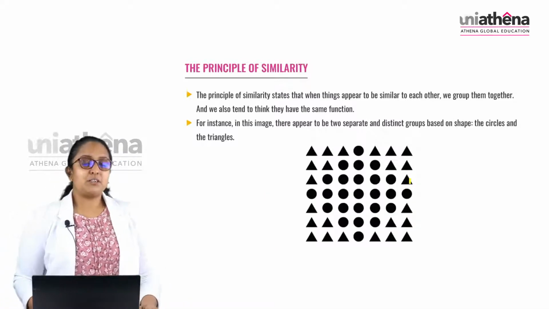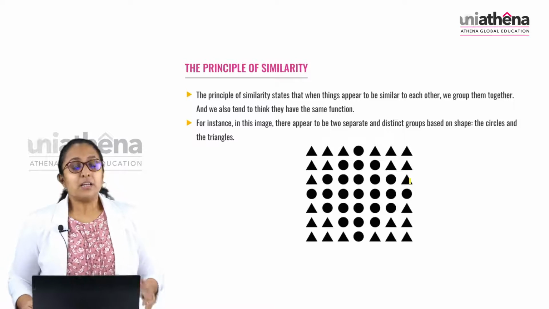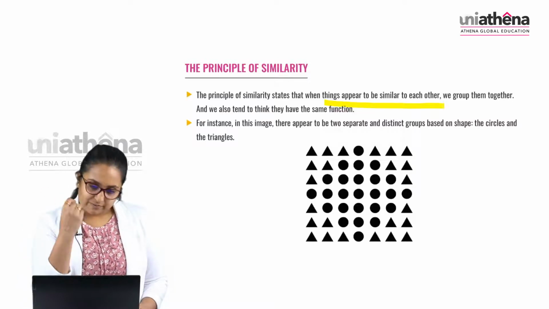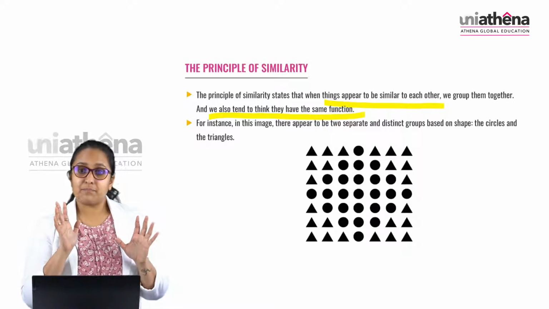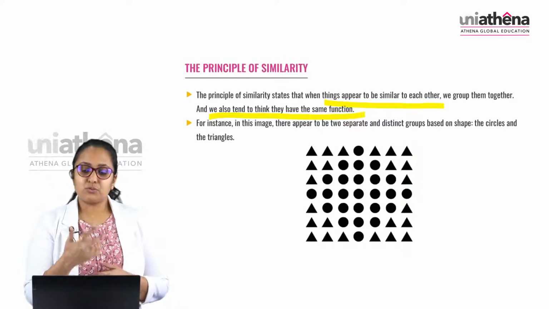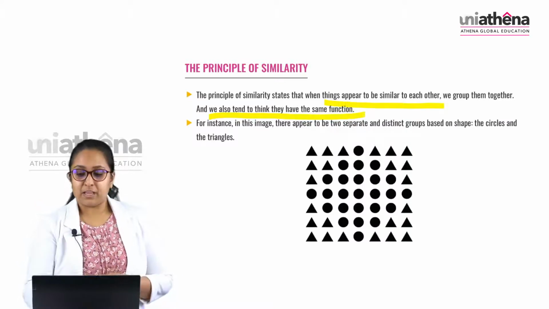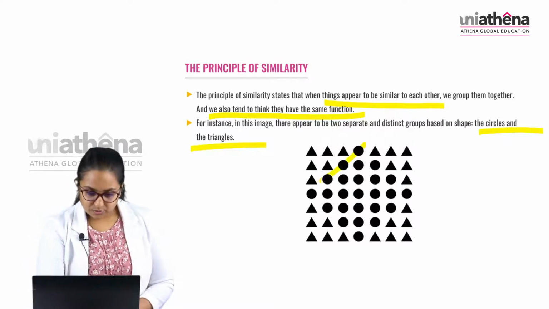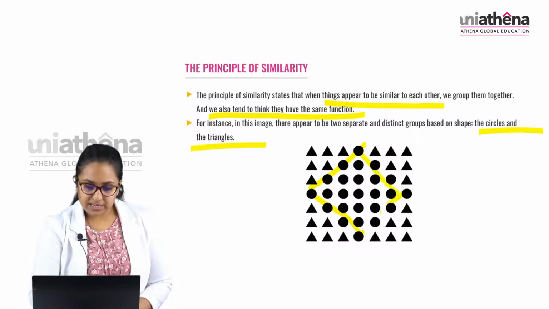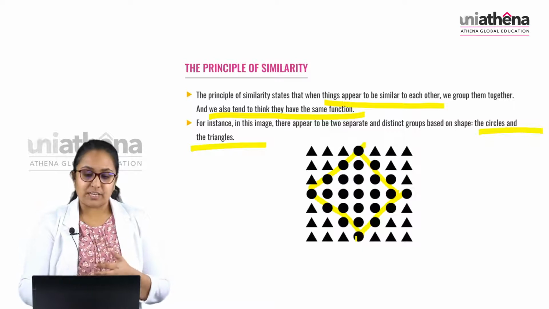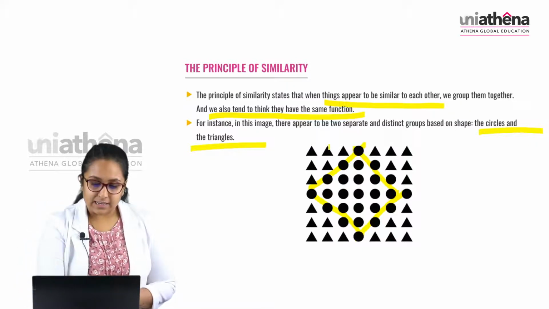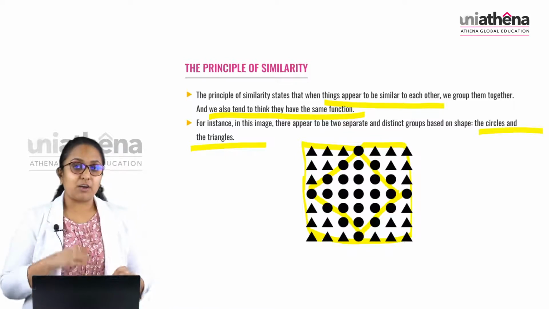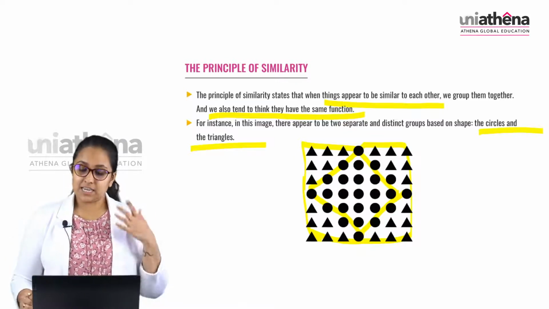Now, coming to the principle of similarity, you can look at this figure. The principle of similarity here states that when things appear to be similar to each other, we group them together, and we also tend to think that they have the same function. For instance, here in this image, there are two separate and distinct groups based on the shape. So, the shapes here are triangles and circles. So, when you normally see it, yes, you will try to involve this in one form, or we tend to say this is one way of grouping, and yes, this is the other way of grouping it. So, this is a normal tendency of the human eye, and this is how the principle of similarity works.